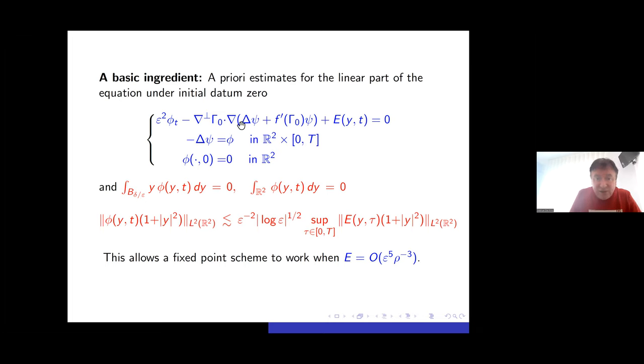And what you get for the full problem, if you assume, and it's very important, these two conditions, center of mass equal to zero in a very large ball and mass equal to zero. If you assume these two things, you get a nice weighted L2 estimate for phi, which is this. This is a key element. You lose a log, but that's not so important, okay? You lose a log of epsilon to 1/2. As a matter of fact, this is what allows us to find a priori estimates for the nonlinear problems and finally solve the full system in an outer gluing when we have this situation.